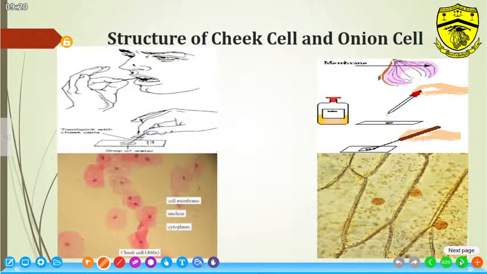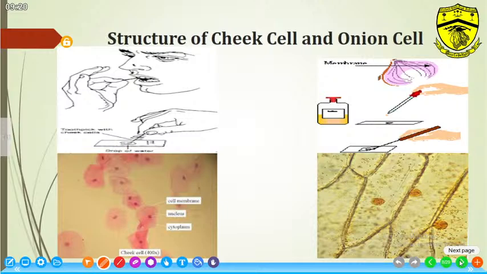Now we discuss the structure of the cheek cell and onion cell. We take the plant part, then observe the onion cells using a microscope. And how do we get the cheek cells? First we wash the mouth, and next we scrub the inner side of the cheek using a yogurt spoon or toothstick.